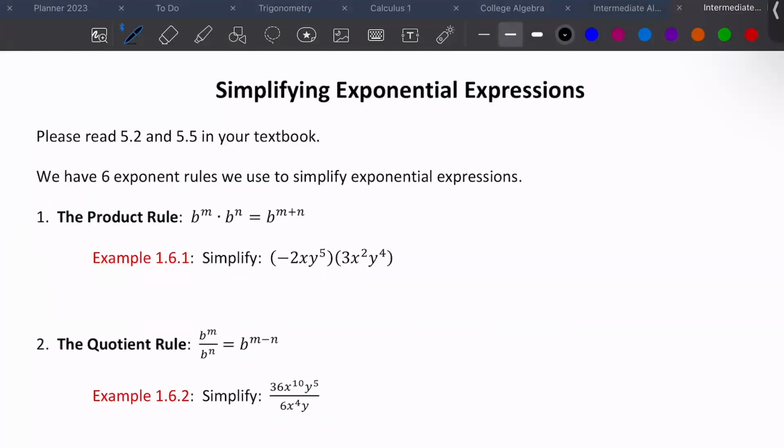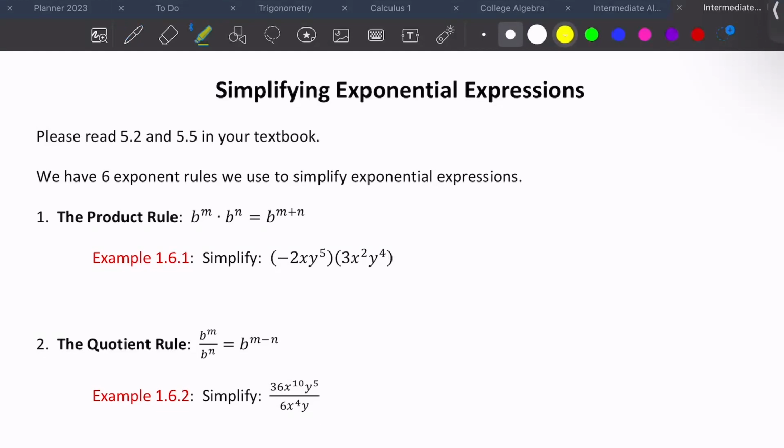All right, so this is sections 5.2 and 5.5 in your textbook. This is really going over the rules of simplifying exponential expressions. Exponential expressions are just expressions with exponents in them, so we'll be going over all of that. We've gone over the product rule already.